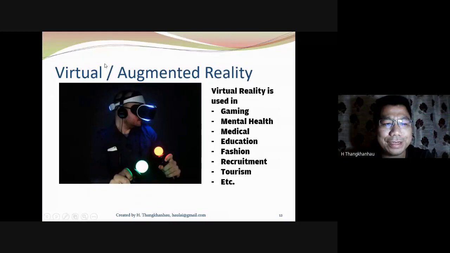So the first gadget that I want to introduce to you is VR, virtual reality. As you can see in the picture, VR is one of the gadgets commonly used in developed countries. I hope in Mizoram also some may use it. Virtual reality is used in gaming, mental health, medical education, fashion, recruitment, tourism, etc. So I hope you have seen some funny pictures of people using virtual reality or playing games on the internet.